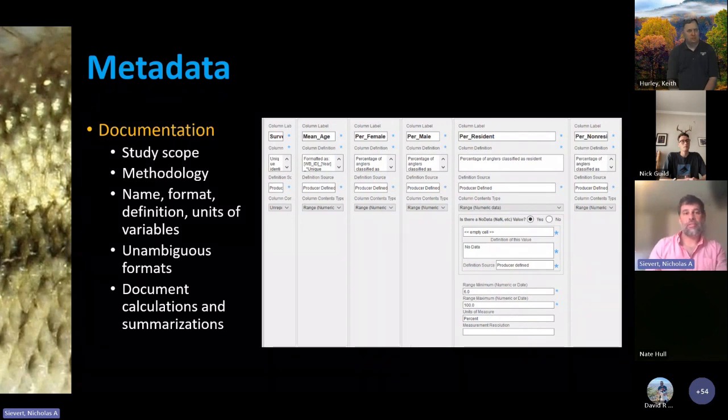So if you have a date, you want to make sure to say whether it's month, day, year, or month, year, month, day, etc. And just the units of these variables. You always want to make sure to use unambiguous formats. You don't want anyone to access the data and be unsure of how to interpret it.